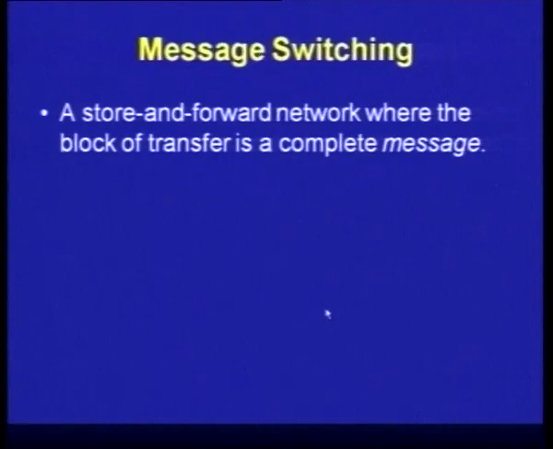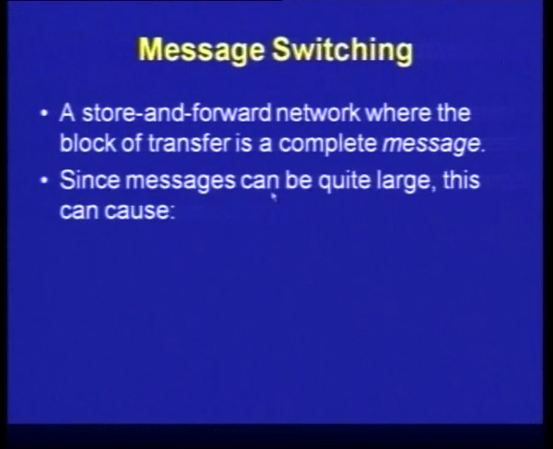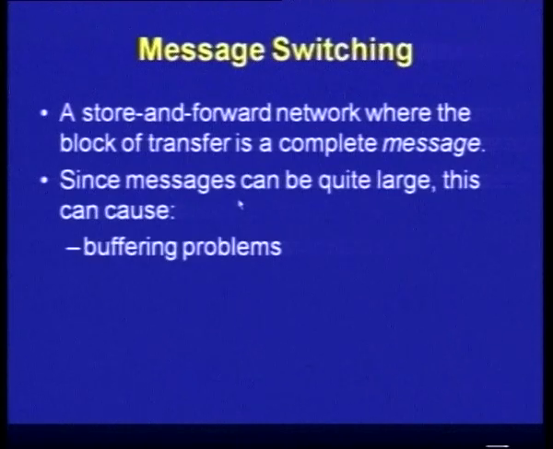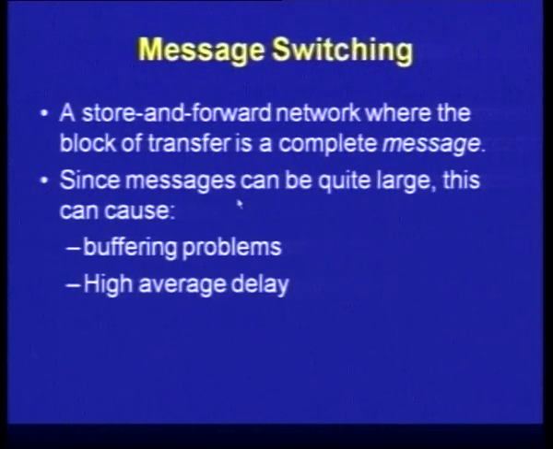Now let us look at the first mechanism, which is message switching. In message switching, this is essentially a store and forward network where the block of data transfer is a complete message. Since messages can be quite large, this can cause buffering problems and high average delay. You can see why this is so, because you are going to receive a complete message and then transfer it onto the next link. So you need to buffer the entire message until then. So the average delay could be quite high in this case.